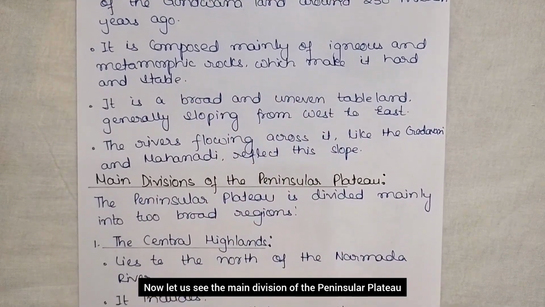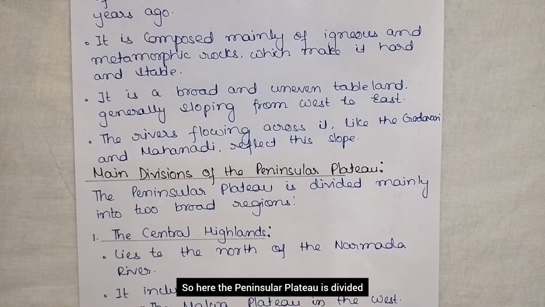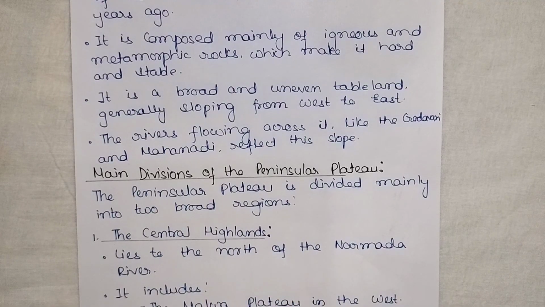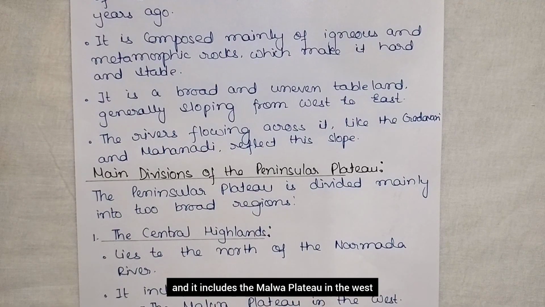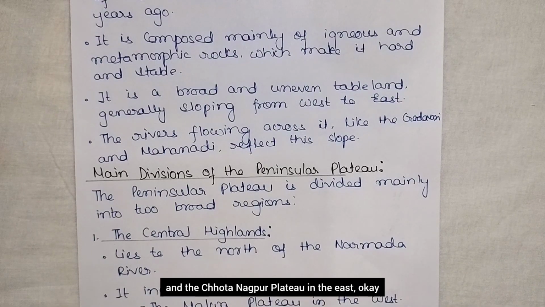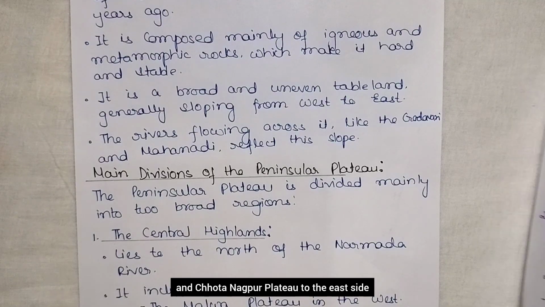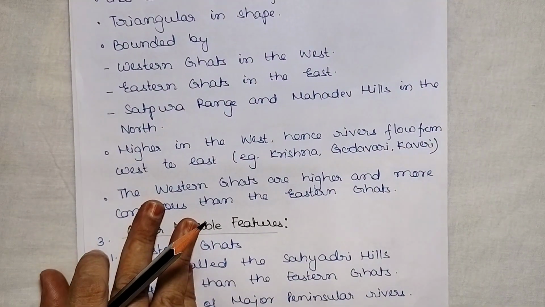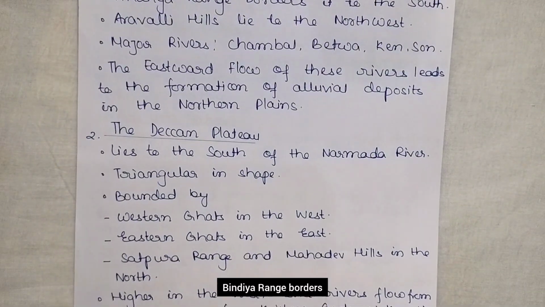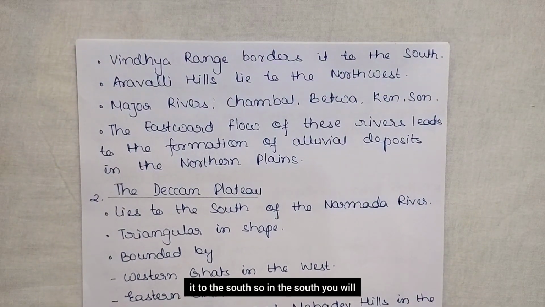Now let us see the main divisions of the Peninsular Plateau. It is divided mainly into two broad regions. The first one is the Central Highland. It lies to the north of the Narmada River, and it includes the Malwa Plateau in the west and the Chota Nagpur Plateau in the east. However, the Vindhya range borders it to the south.